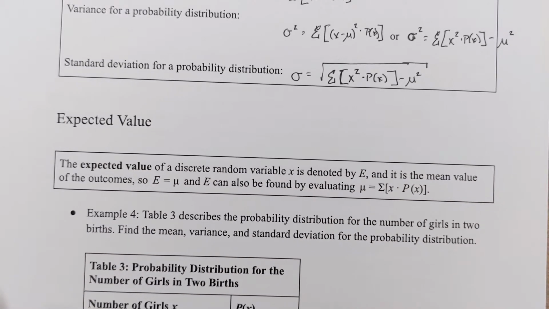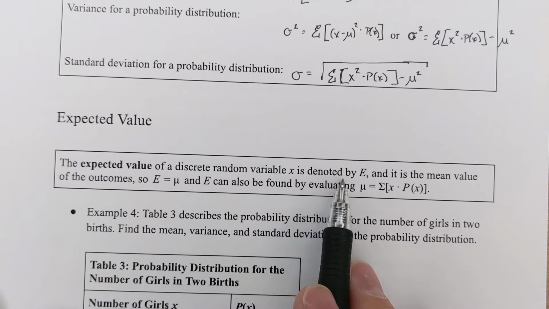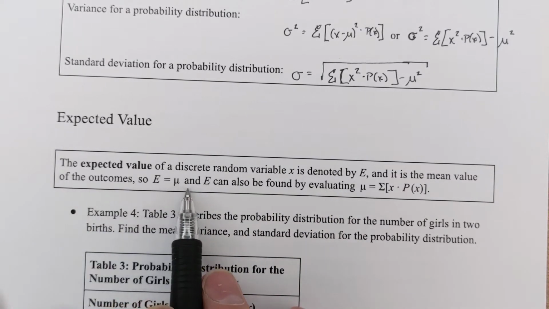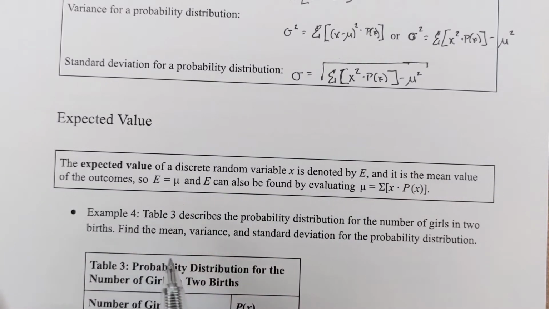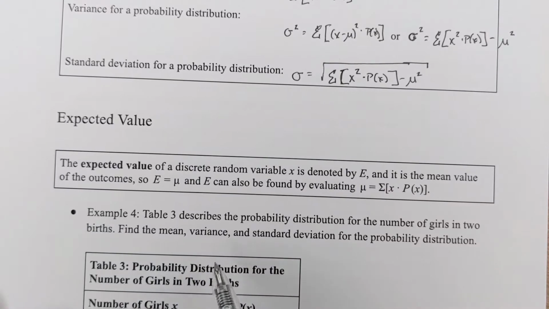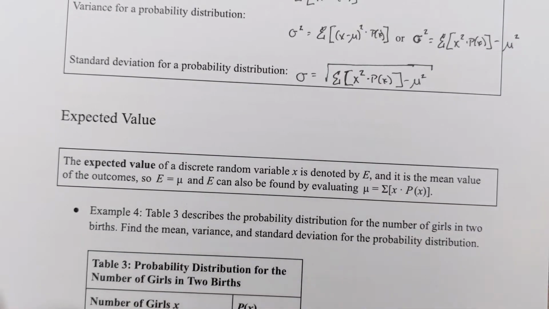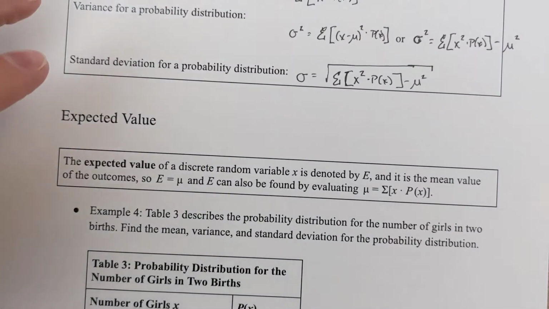All right, expected value. So the expected value of a random variable is denoted by E, and it's the mean value, and it is the mean value outcome. So E equals mu, and E can be found using this same formula. So example 4, table 3 describes the probability distribution for the number of girls in 2 births. Find the mean, the variance, and the standard deviation of the probability distribution.